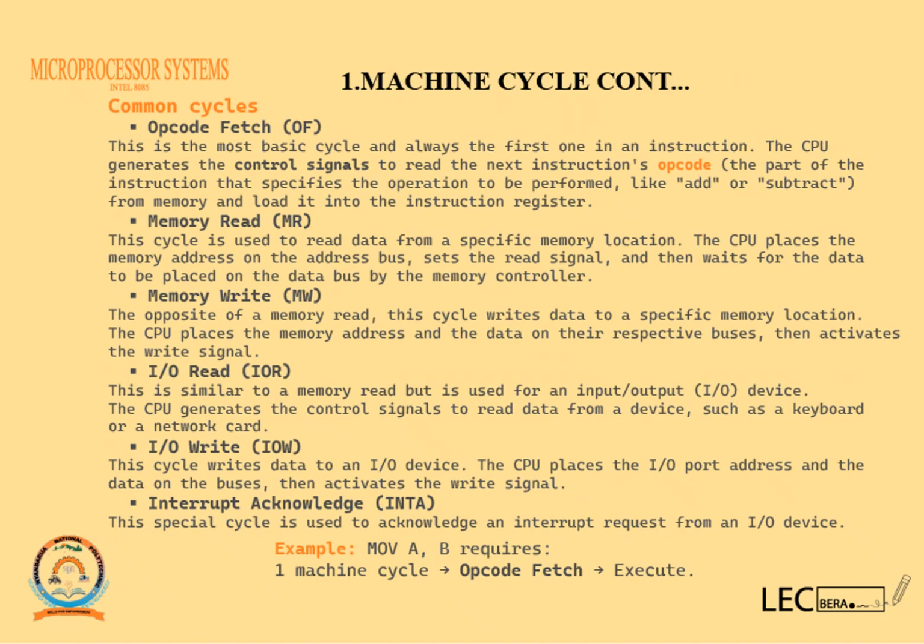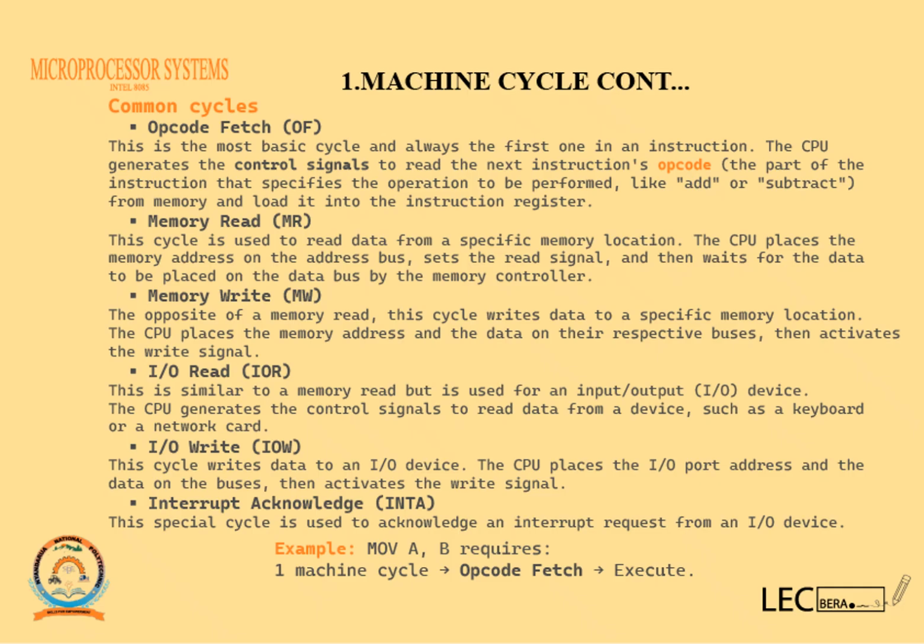So machine cycles are grouped into different categories. We have a machine cycle for fetching opcode. We have a machine cycle for reading memory. We have a machine cycle for writing memory. We have a machine cycle for reading input-output devices. We have a machine cycle for writing input-output devices. And then we have a machine cycle to acknowledge an interrupt.